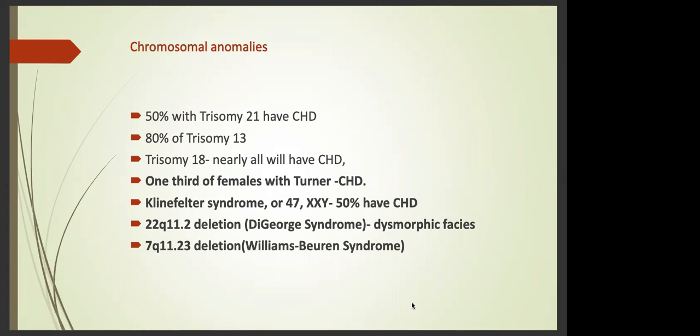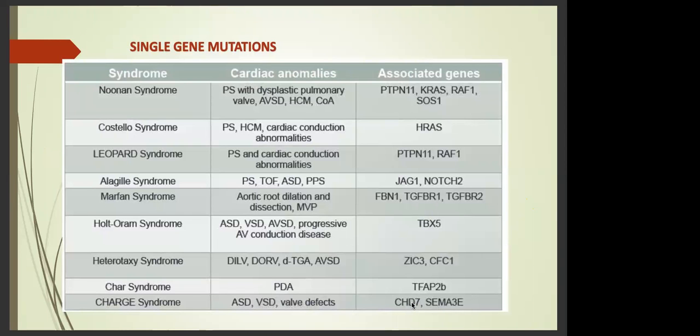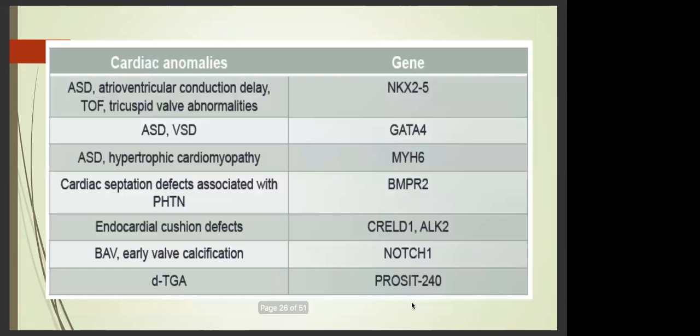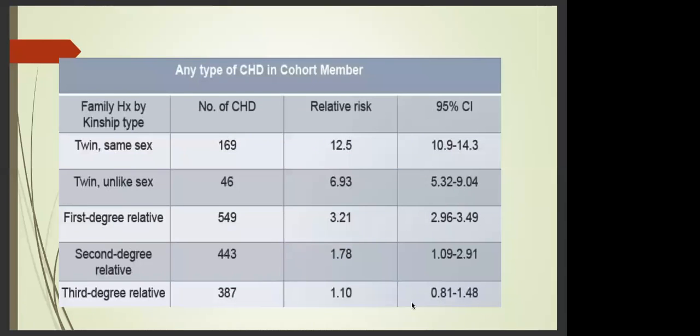DiGeorge syndrome is the one associated with dysmorphic facies. Similarly, then comes Williams-Beuren syndrome as well. Then, as I had already said, there are single gene mutations associated with such diseases, which we all have to be really careful for, like Marfan syndrome, Holt-Oram syndrome, heterotaxy syndrome, Carpenter syndrome, or CHARGE syndrome as well. Whenever we come across these cardiac anomalies, we must try to look out for the associated genes which could be leading to such diseases. This is very, very important, as I had already shared earlier. For example, how prevalent is it in the first degree relative, the second degree relative, or even the third degree relative as well?